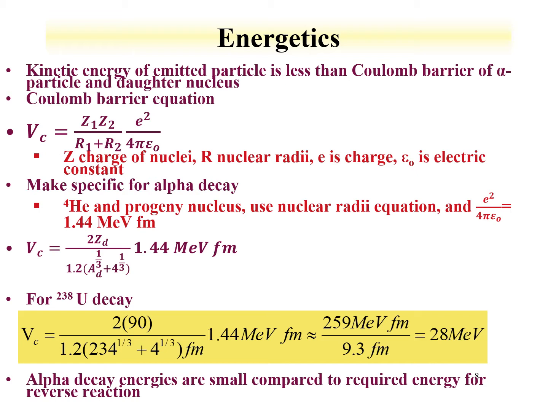This observation that the alpha decay energy is much less than the Coulomb barrier, in other words, the energy of the alpha particle that's emitted from the nucleus is much less than the energy required to push the alpha particle into the nucleus, will be used in the modeling of alpha decay.